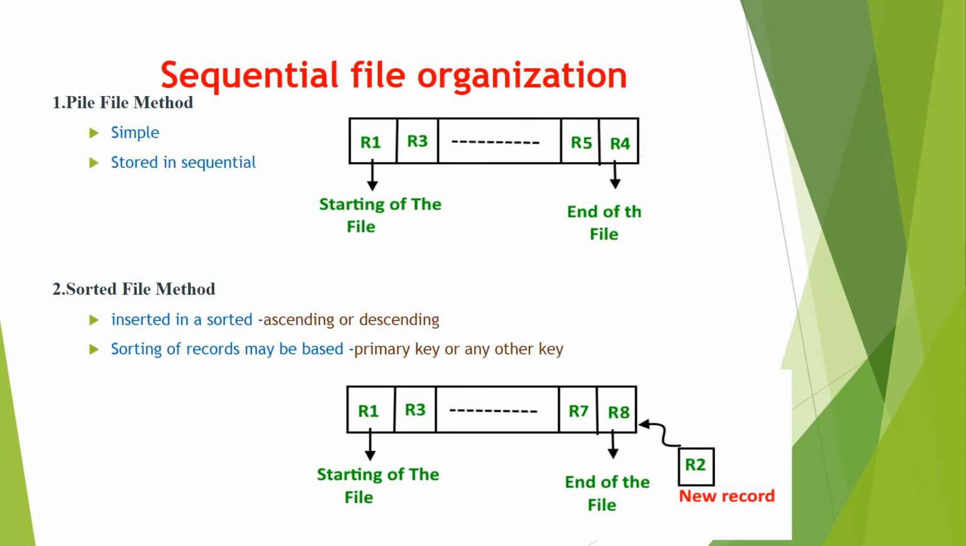First we will see sequential file organization. In this method, files are stored one after another in a sequential manner. In this sequential, two different methods are implemented. The first method is pipe file method. So in this pipe file method, the records are stored in a sequential manner.